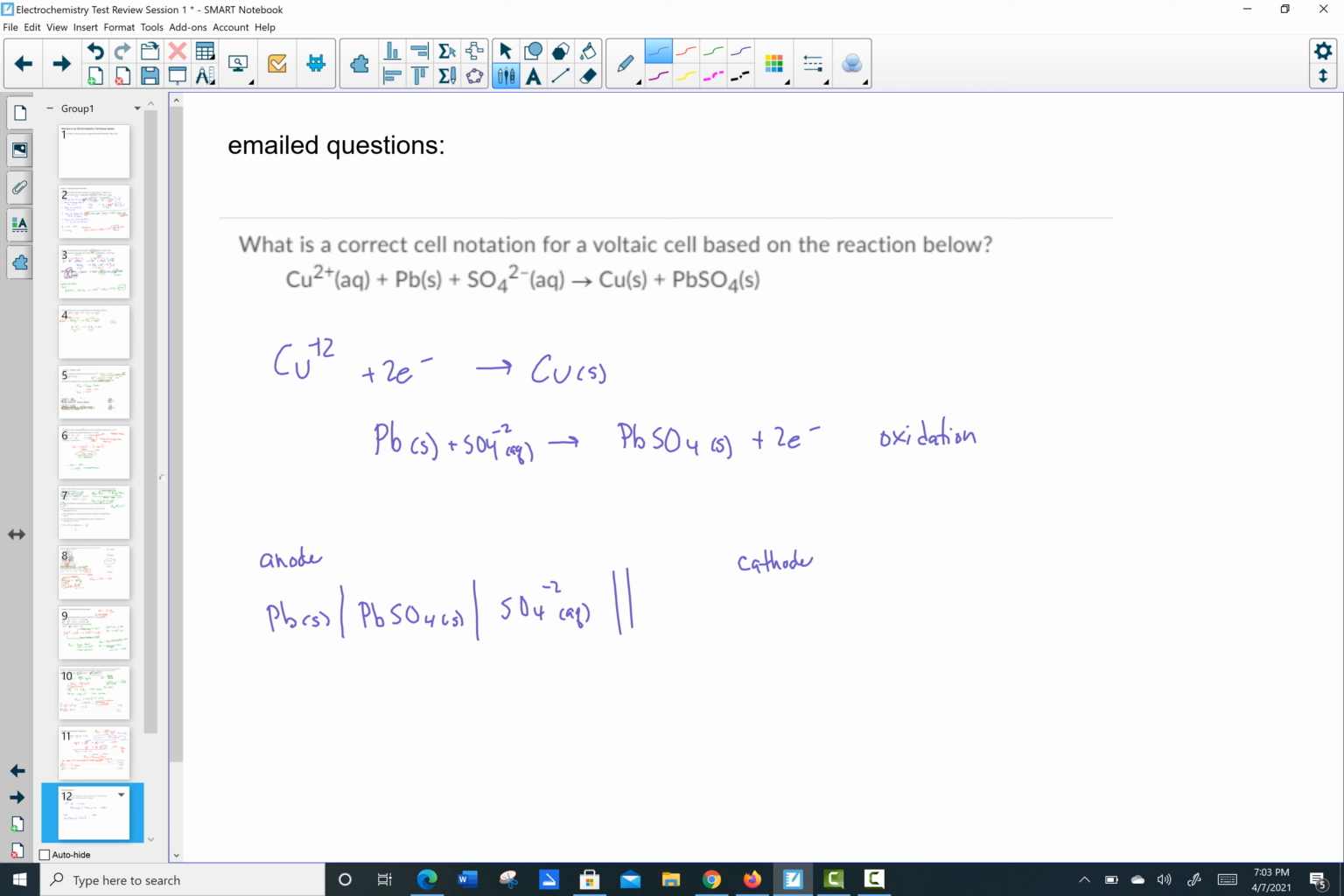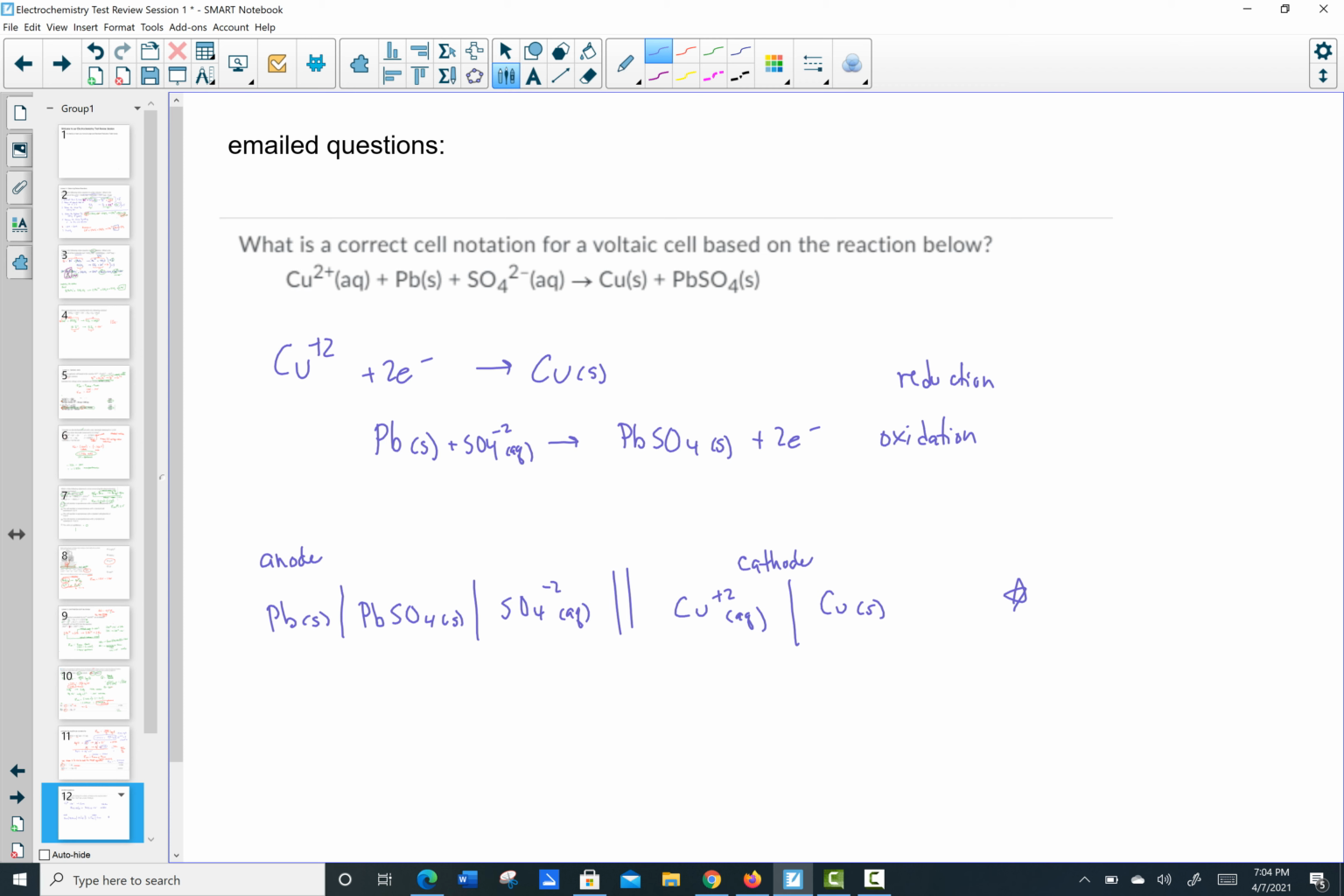The cathode is the site of reduction. The first species was written as Cu+2, an aqueous ion. And I'll separate that with 1 line to the copper solid. And that's all I see in that second part of that standard cell notation. So this is your answer.